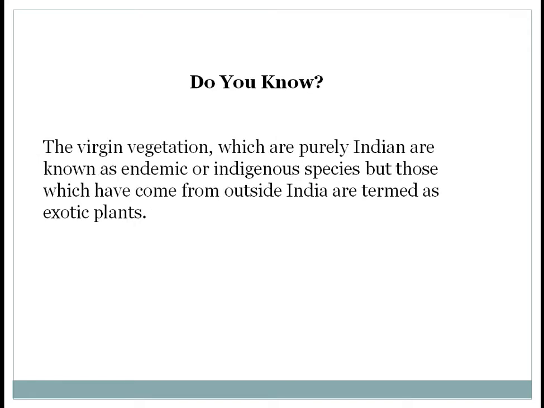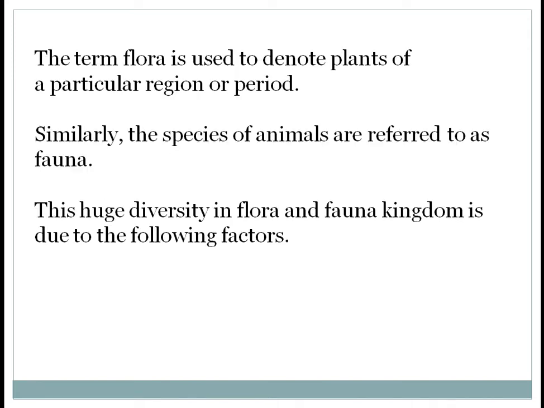Next, do you know the virgin vegetation which is purely Indian is known as endemic or indigenous species, but those which come from the outside are termed as exotic plants, which are brought from some other places. The term flora is used to denote the plants and the term fauna is used to denote animal species. So here we are speaking about the diversity in the flora and fauna kingdom, right? And it is due to the following factors. So what are the factors we are going to quickly see?